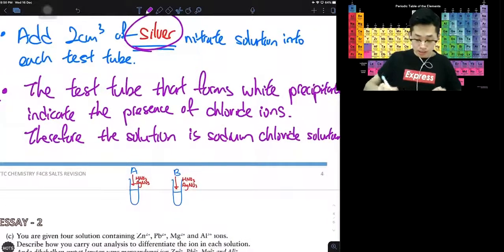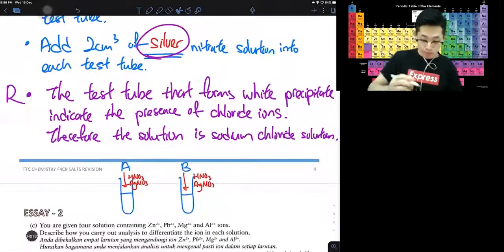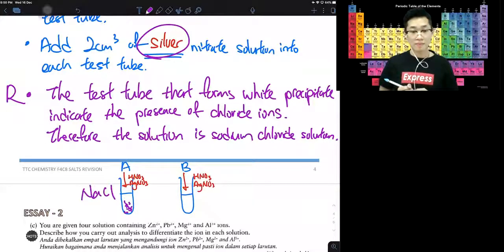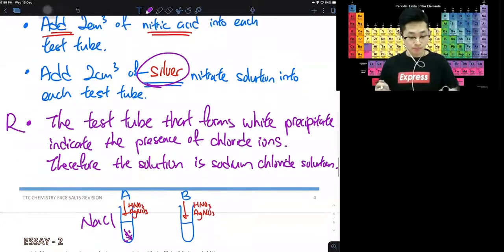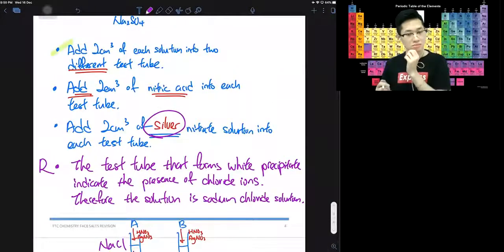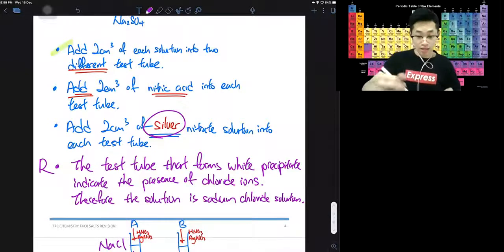So let's say I got two test tubes. This one forms white precipitate, then this one will be sodium chloride. Another one, that means it will be a sodium sulfate solution. Okay, so these 4 points.